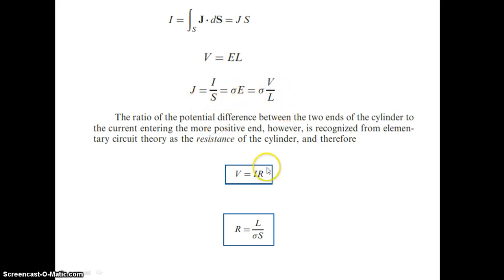Also, we know V equal to I R. So from this, V equal to I L by sigma S. Relating these two, we have R equal to L by sigma S. The resistance is the inverse of the conductivity, where L is the length of the conductor and S is the surface area.